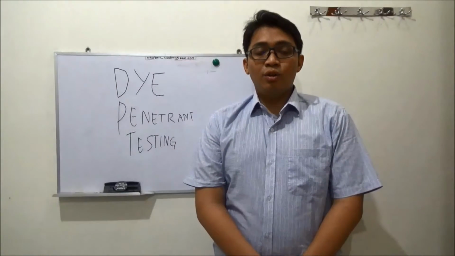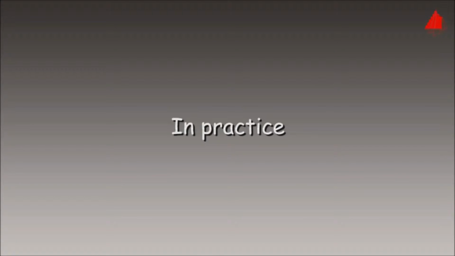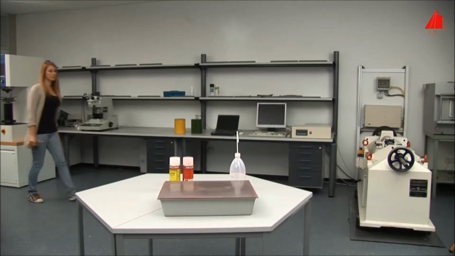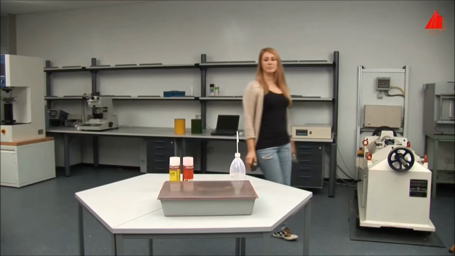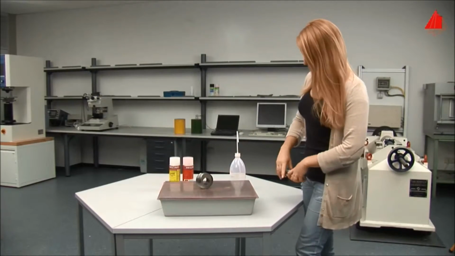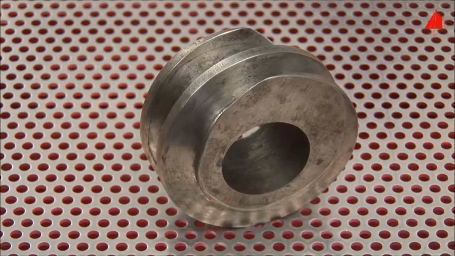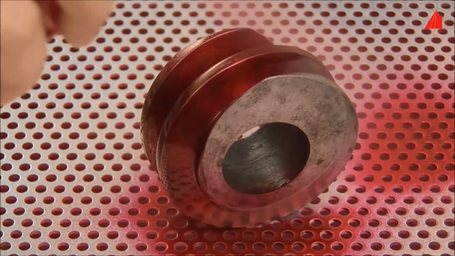Berikut adalah contoh video pengujian. And this is how it is carried out in practice. We wish to inspect two samples, a segment of a worm gear shaft and a broken bicycle crank arm. Both test pieces have already been cleaned. First in line is the worm gear shaft. The material tester applies the penetrant.